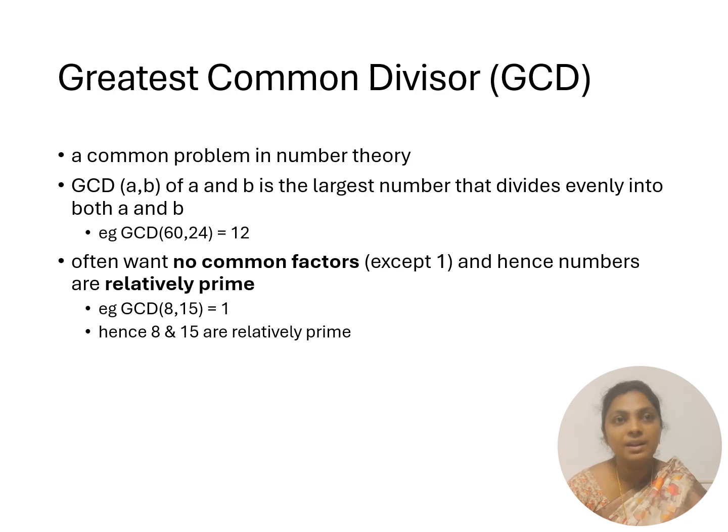So the GCD of 8 and 15 is 1. For the example 8 and 15, they don't have common factors and hence the GCD is 1. So these two numbers are relatively prime to each other.